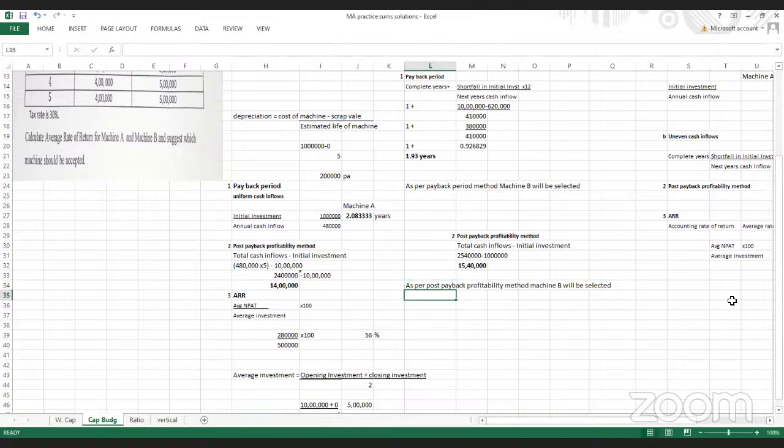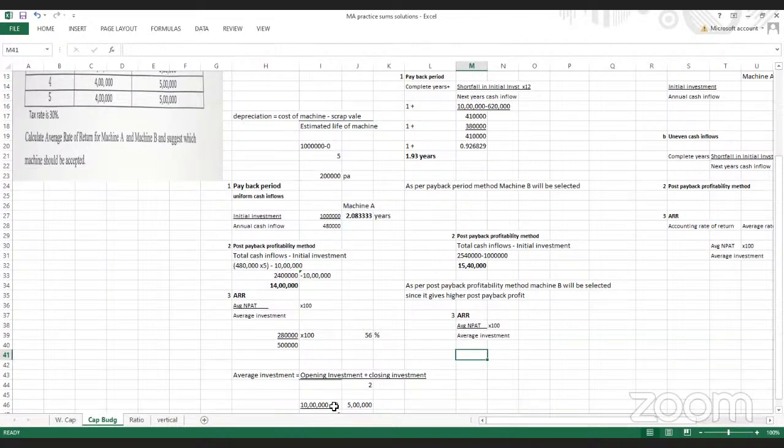Okay. Since it gives higher post payback profit. Clear, students? Now the third method, ARR. Okay. Just copy the formula here, this side. Okay. So again, we need average profit after tax upon average investment.